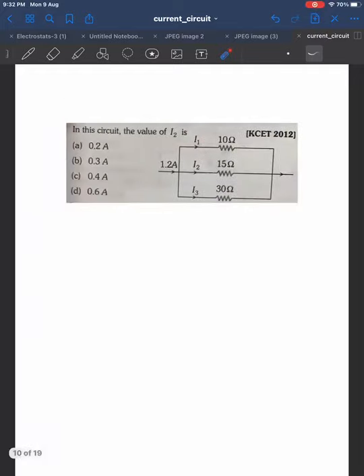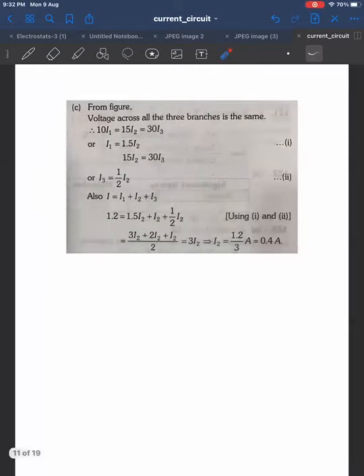How did I get this? Voltage in this is current into resistance, current into resistance, current into resistance. And since they are in parallel, all three are equal. Then you do one thing, get I1 and I3 both in terms of I2. Now from this equation, can I say I1 is equal to 1.5 I2 and I3 is half I2. Okay, we get I1 and I3 in terms of I2. That means instead of I1, I can substitute 1.5 I2. Instead of I3, I can substitute 1 by 2 I2. Therefore, I get all three in terms of I2.